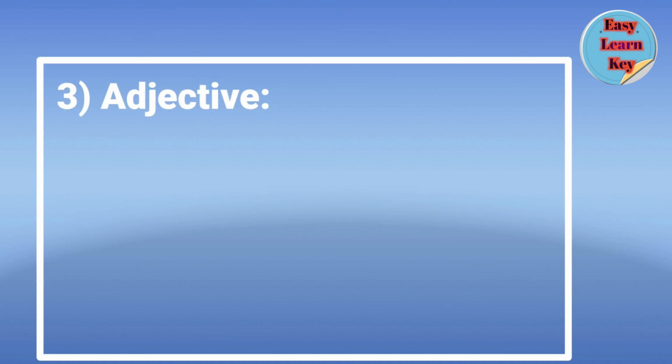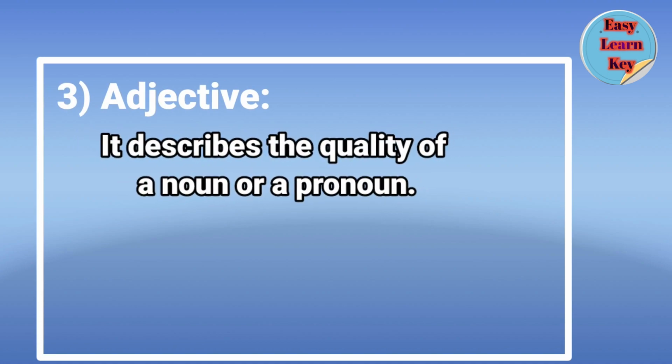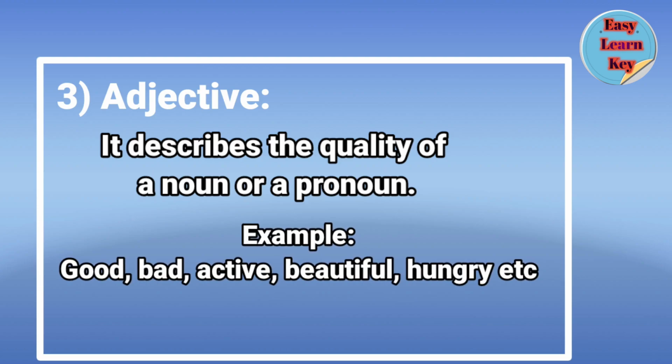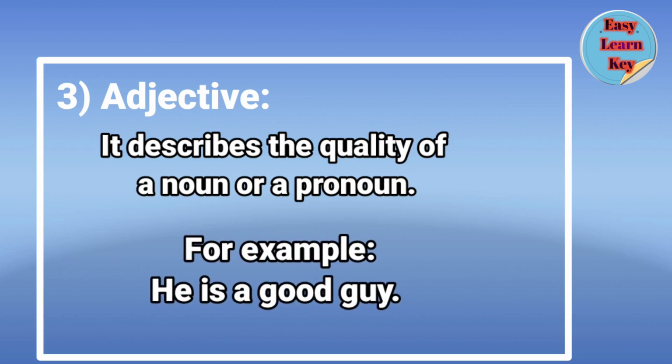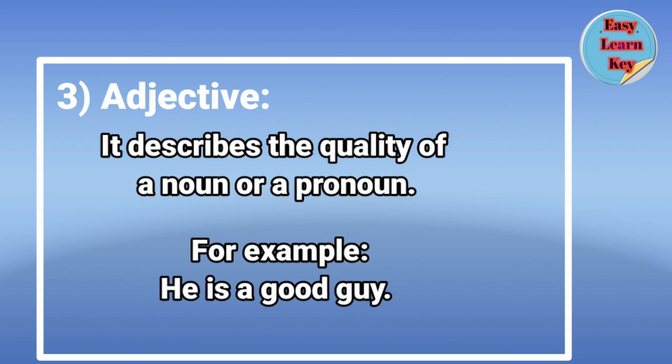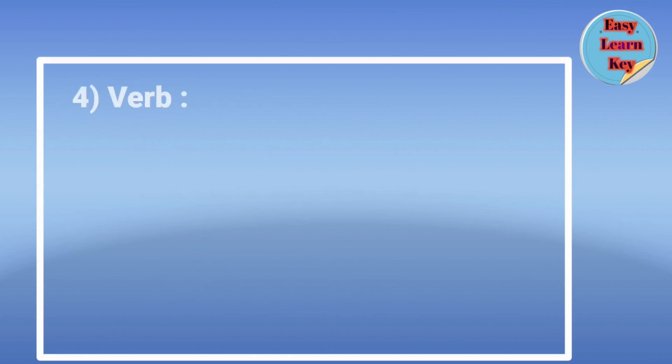Third one is adjective. An adjective describes the quality of a noun or a pronoun. Some of its examples are like good, bad, active, beautiful, hungry, etc. For example, he is a good guy. Here, good is an adjective that describes him, that guy.